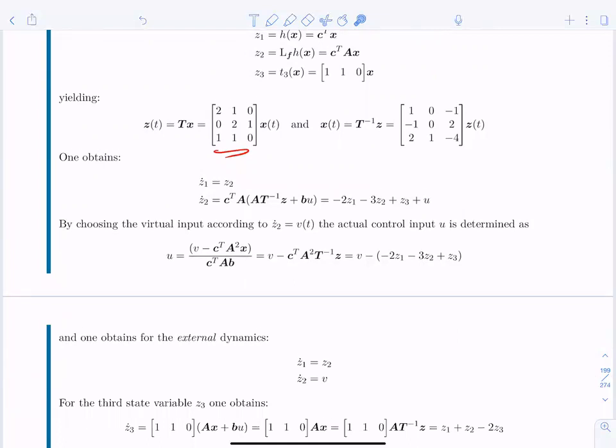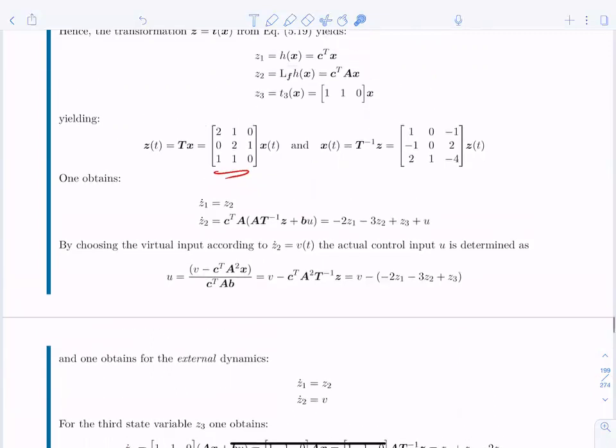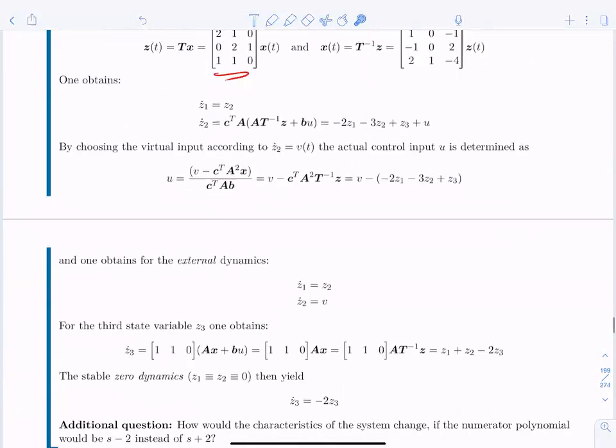Very interestingly, let's take a look at the derivative of the third state here. So C3 dot, okay? We see C3 is equal to 1, 1, 0 times x. So C3 dot is equal to 1, 1, 0 times A times x plus B times u, okay? And now again, we are going to express x by T to the minus 1 times C, and then you end up with this.